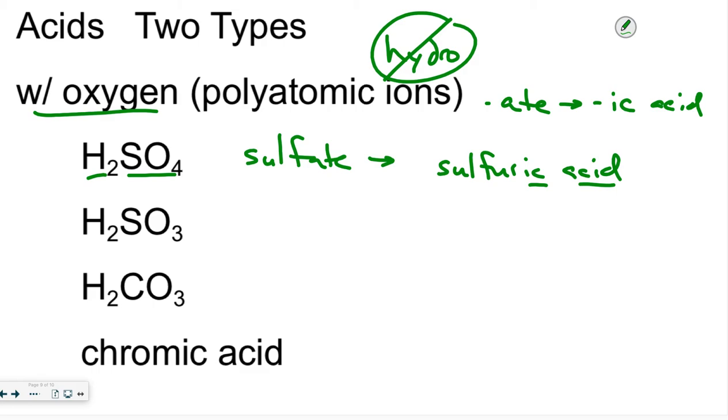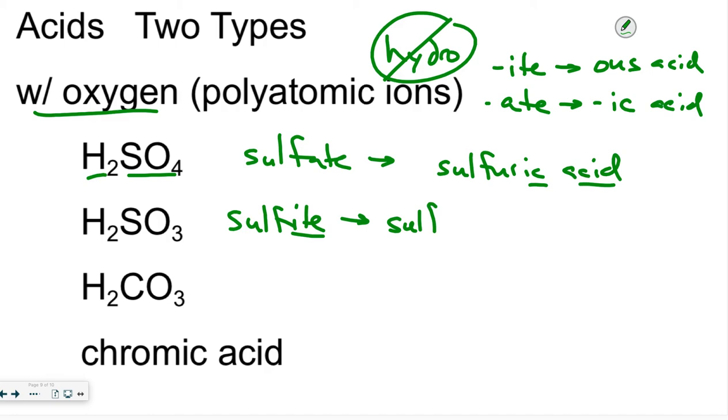Let's see if you can follow along. Now, there are 2 cases: either it's ATE and we get ic, or it's ITE and we change the ite to ous, and then acid. This is sulfite. The ite changes to ous, and our acid becomes sulfurous acid. Because of the ite, I change it to ous. Sulfurous acid. Let's keep going and do some more of these.